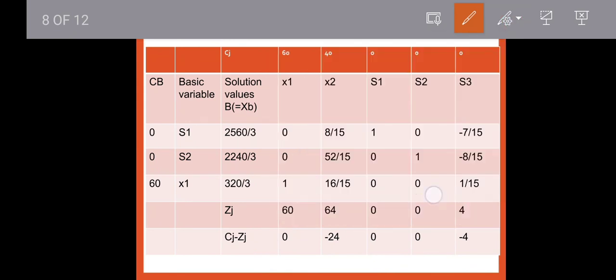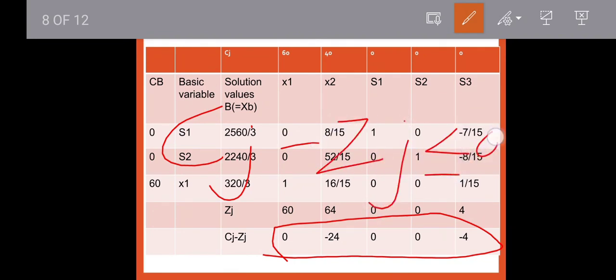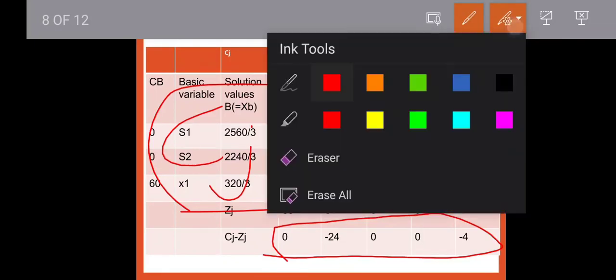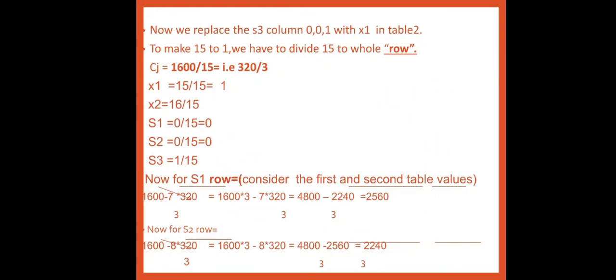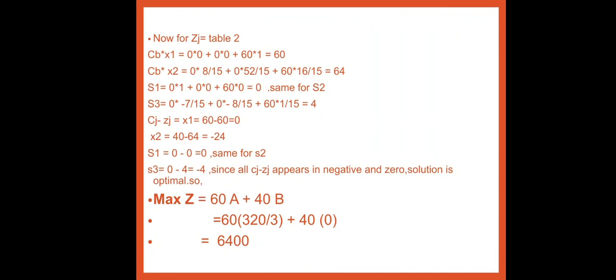Here we observe that we get only negative values, since Cj minus Zj is less than or equal to 0. The formula has been satisfied, and the optimal solution is reached.